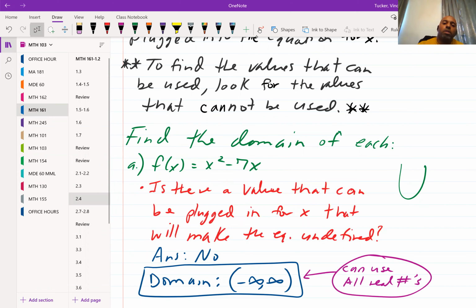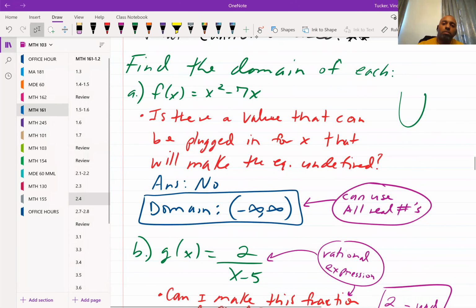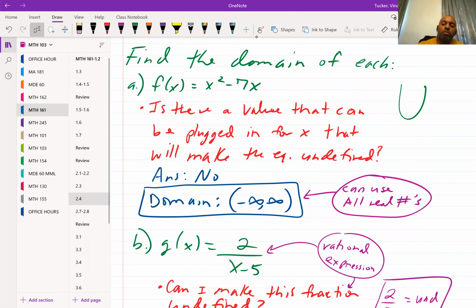All right. Scrolling up. And what exactly do you mean by make the equation undefined? That's what we're about to get into next. Okay. Yep. So I'm going to show you some examples of where that will be the case, and you'll see the difference.